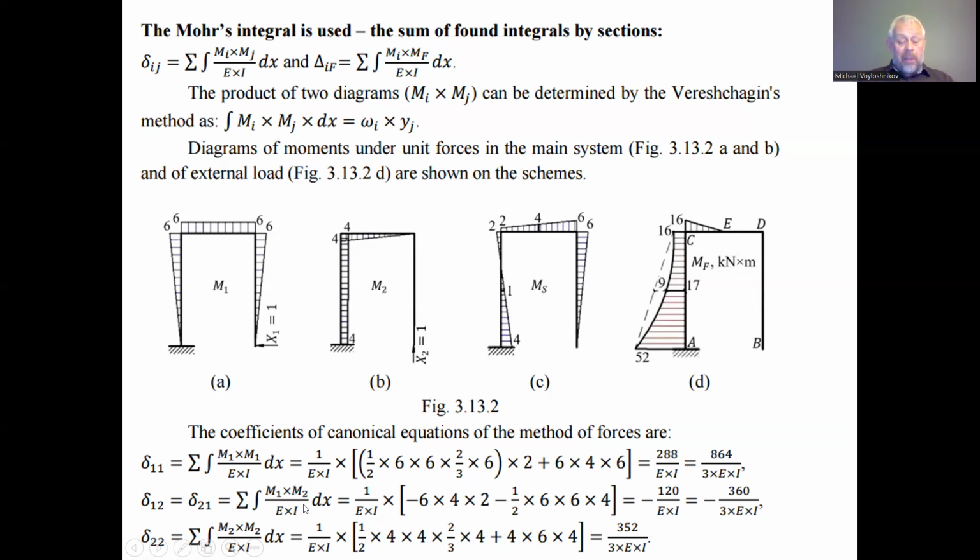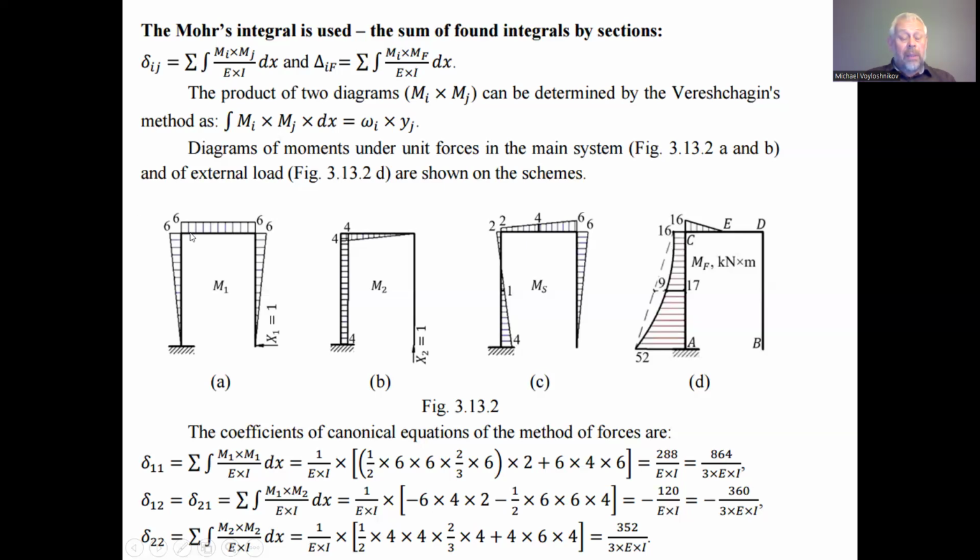and this will be the fraction in the integrand of the product in the numerator of the area of one diagram by the ordinate corresponding to the center of the area of the first diagram, the ordinate of the second diagram, by the Vereshchagin rule, as we can do because the diagrams are of linear shape. Vereshchagin rule is applicable for diagrams of linear shape. So using this diagram, we can find that it's equal to minus 6 by 4.